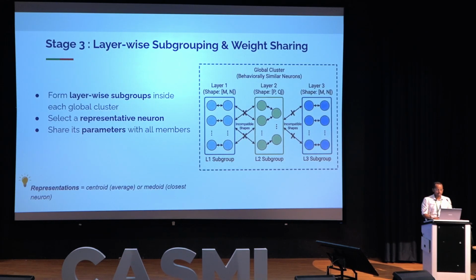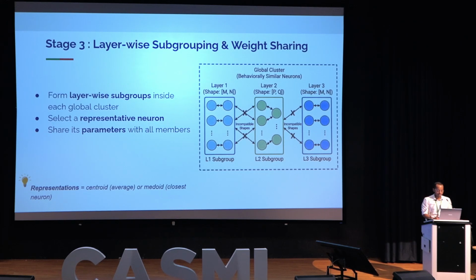Stage 3 is actually where the compression happens. By now, every neuron in the model belongs to a behavior-based cluster, but neurons from different layers have different input-output shapes, so they cannot directly share parameters. So the first thing we do here is create layer-wise subgroups. Inside each global cluster, we group together only the neurons that have compatible shapes.